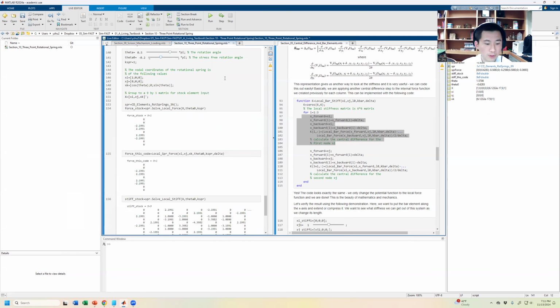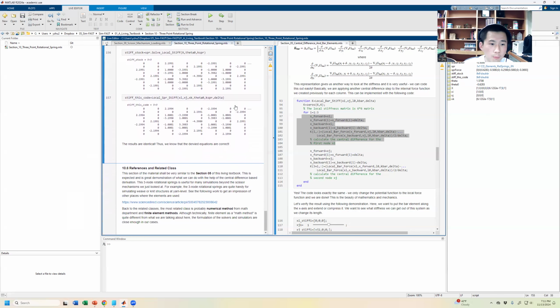That's basically what's been demonstrated in this straight comparison with the CD element rotational spring, the three-node rotational spring we used in the previous section for the modeling of the scissor mechanism.